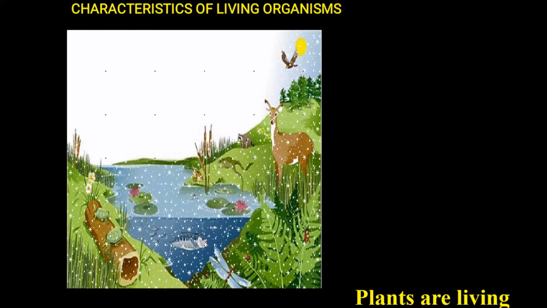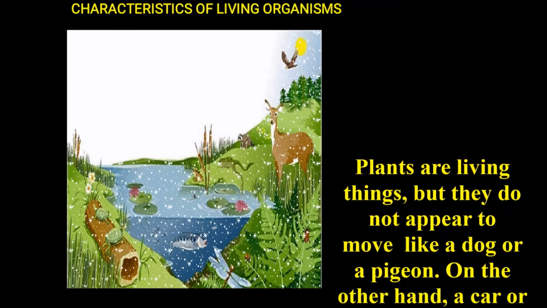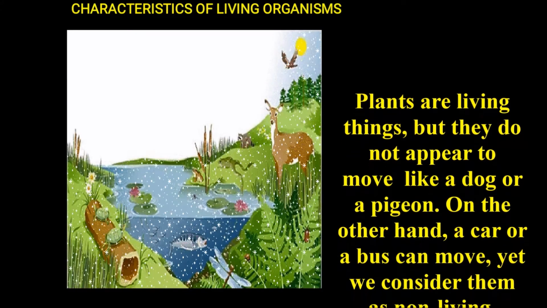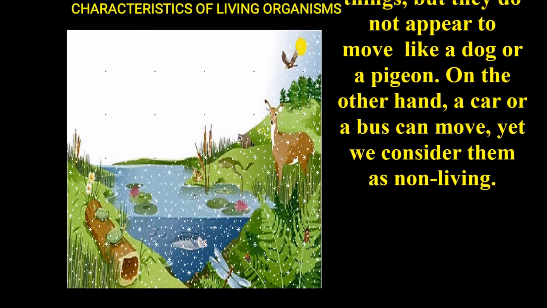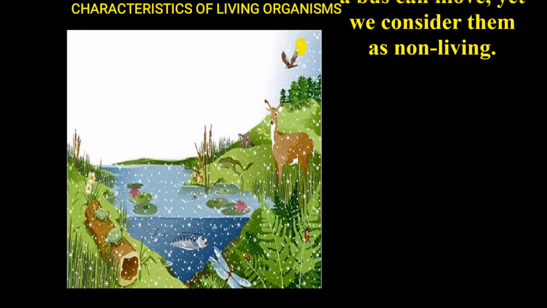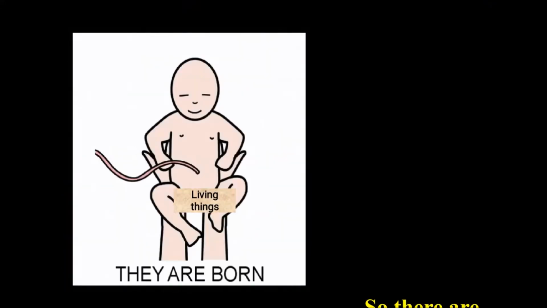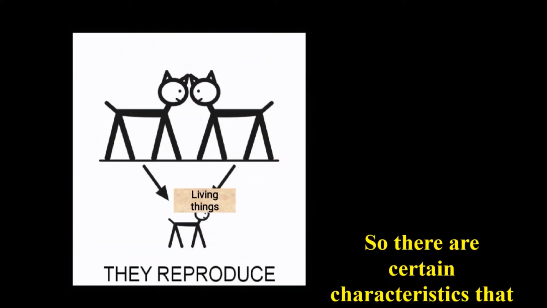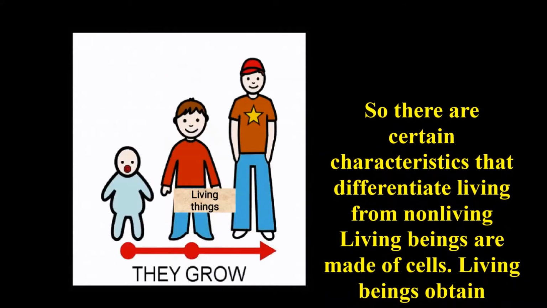Now, let us discuss the characteristics of living organisms. Children, plants are living things, but they do not appear to move like a dog or a pigeon. On the other hand, a car or a bus can move, yet we consider them as non-living things. Yes? So, there are certain characteristics that differentiate living things from non-living things. Let us see what they are.